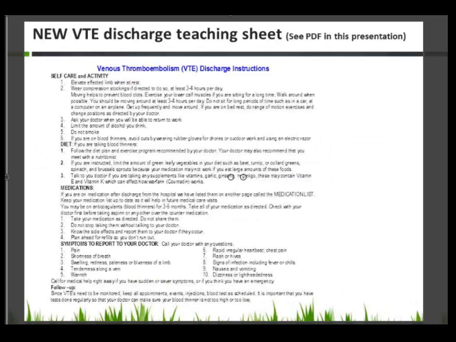A discharge teaching sheet for VTE is also being developed at the printers and should be available by the 1st of January 2013. This is prepared to help standardize the instructions the patients get about self-care, their diet, their medications, and their symptoms of worsening condition. And of course, the important piece is the compliance with medication and follow-up monitoring for the anticoagulation.